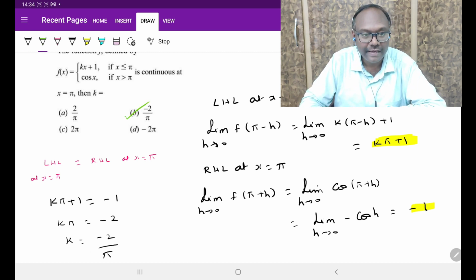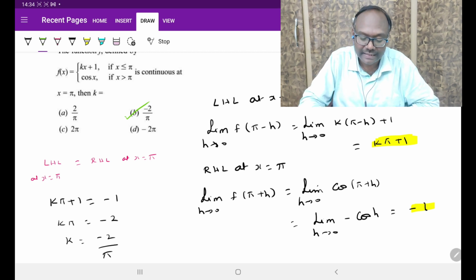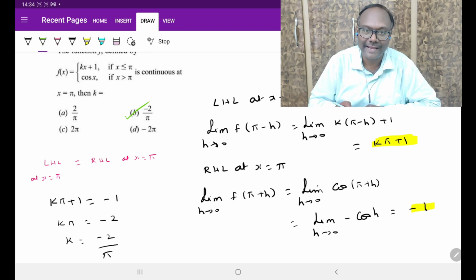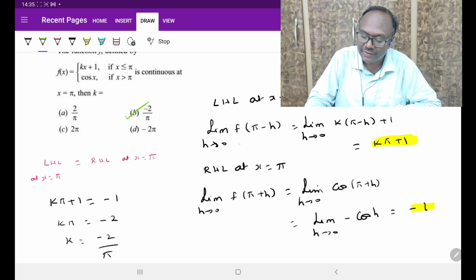So once again, here in this problem, we are given that f of x is kx plus 1 when x is less than or equal to pi, and is equal to cos x if x is greater than pi. Since the definition is changing at pi, and we have to check for continuity at x equal to pi, we find the left hand limit and right hand limit at x equal to pi. So considering LHL at x equal to pi, limit h tends to 0 f of pi minus h, that is limit h tends to 0 k into, instead of x we have pi minus h, so k into (pi minus h) plus 1. On putting h equal to 0, we got k pi plus 1. So this is the left hand limit.